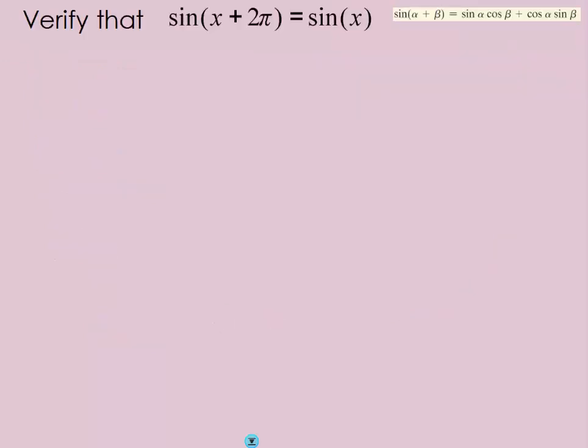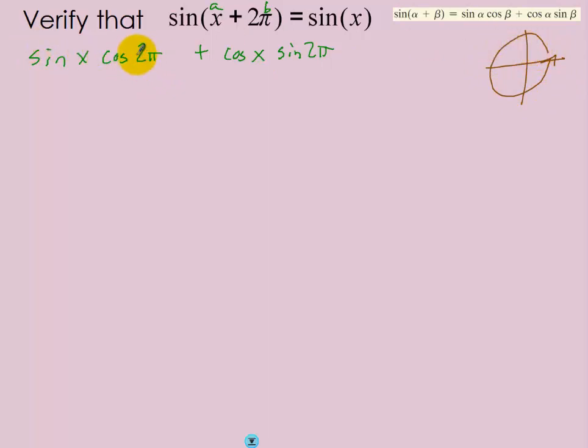Let's verify a different identity. So we're going to verify that sine of x plus 2 pi equals sine of x, which makes sense because the period's 2 pi, so if you shift it 2 pi, you'll have the same graph. Okay, but let's verify that. So I got my formula again. This is my a, which is going to be my x, and 2 pi is going to be my b. So I'm going to have sine of x times cosine of 2 pi plus cosine of x times sine of 2 pi. Well, what's cosine of 2 pi? If you're doing the unit circle, it's all the way around.